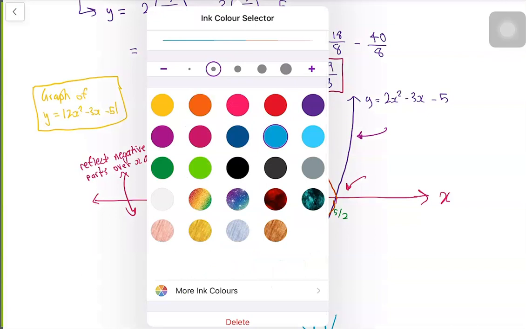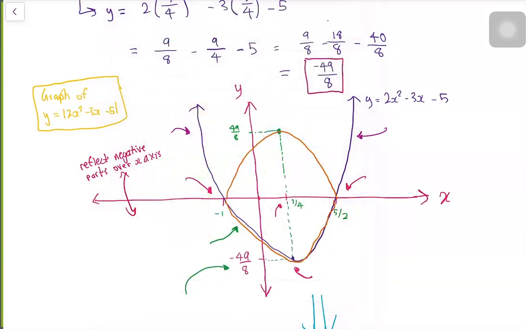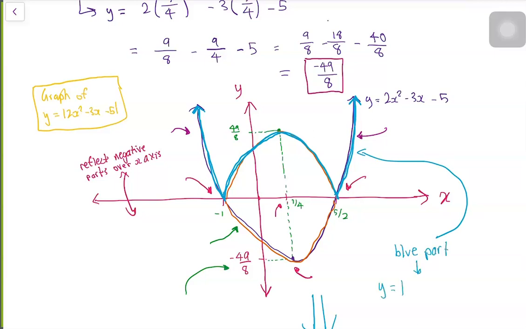And now the final graph of the absolute value function will be, I'll do it in blue. So the blue part is the absolute value function. So the blue part is our final answer, which is the graph of the absolute value of 2x squared minus 3x minus 5.